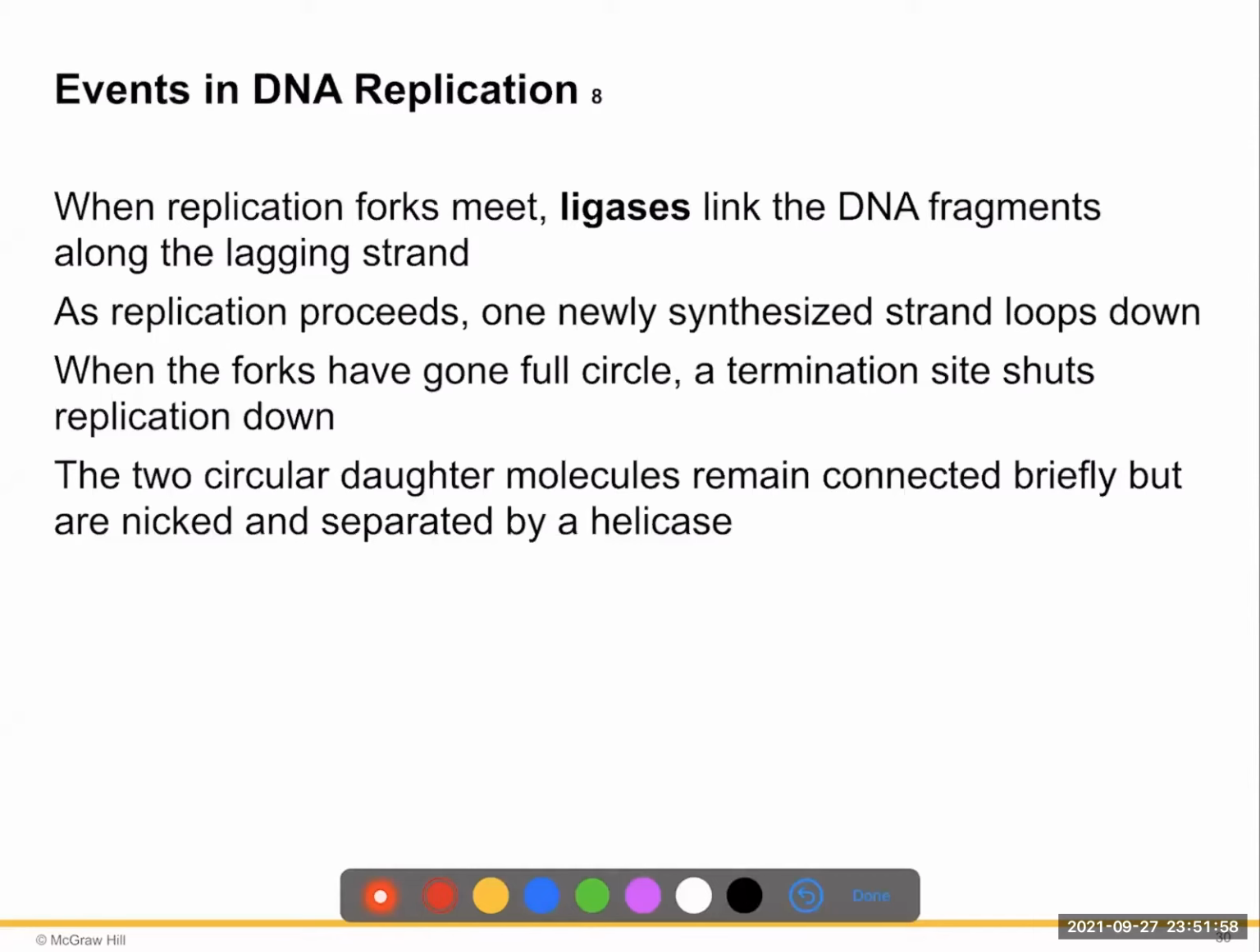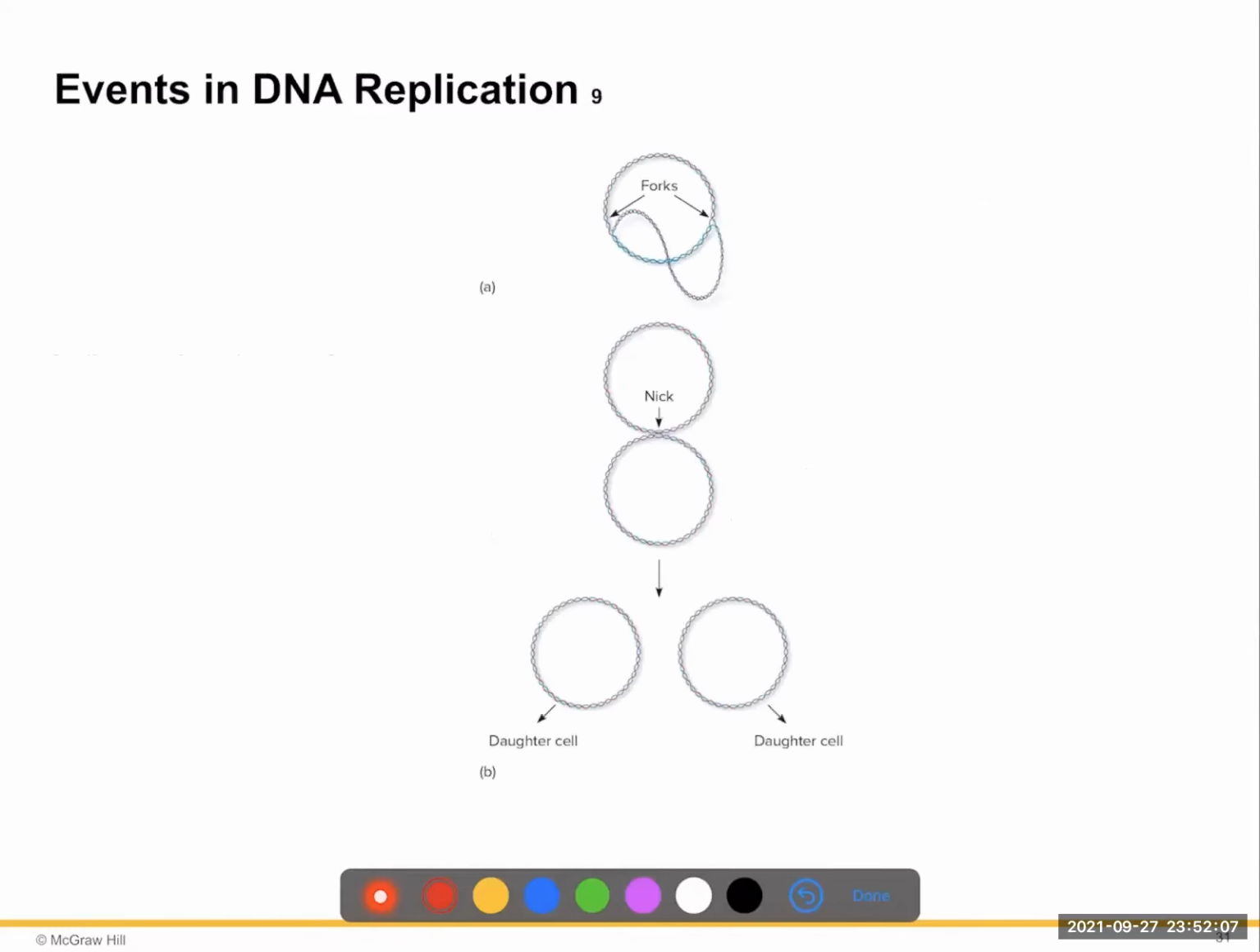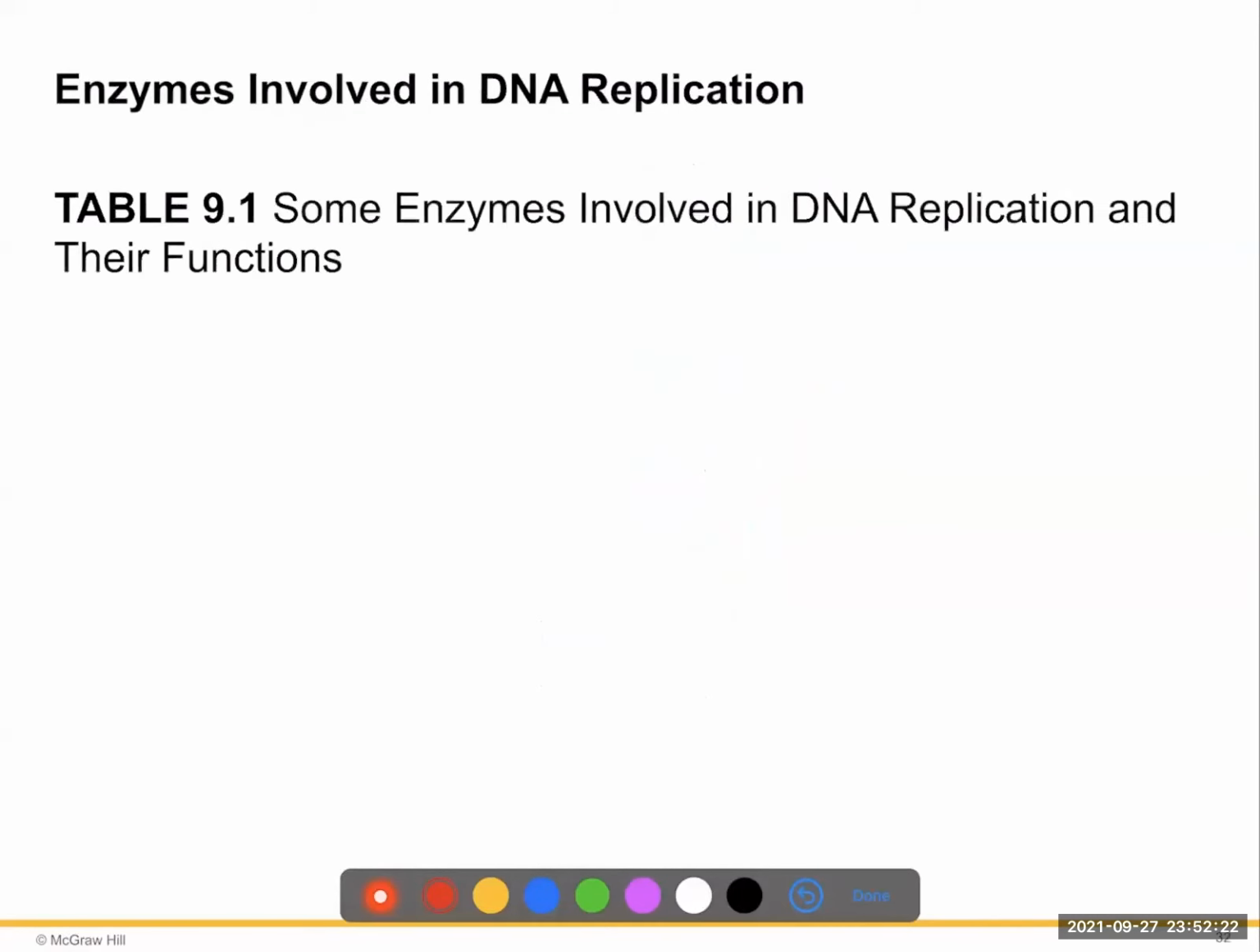Two circular daughter molecules remain connected briefly, but are nicked and separated by a helicase. That's in bacteria, where they only have circular DNA. So you have your two forks, and this new strand pulls down, and then it nicks with a ligase here and separates those into two strands of DNA. So you have circular DNA, not chromosomes.